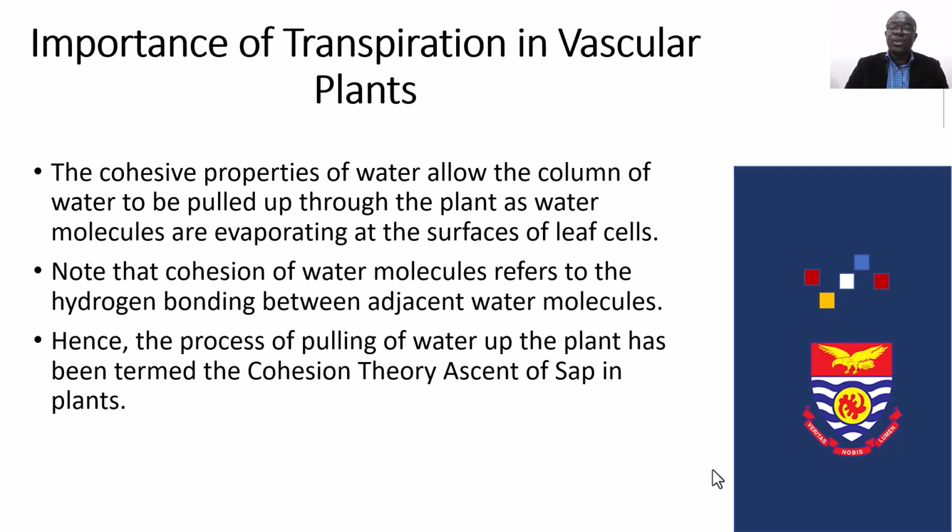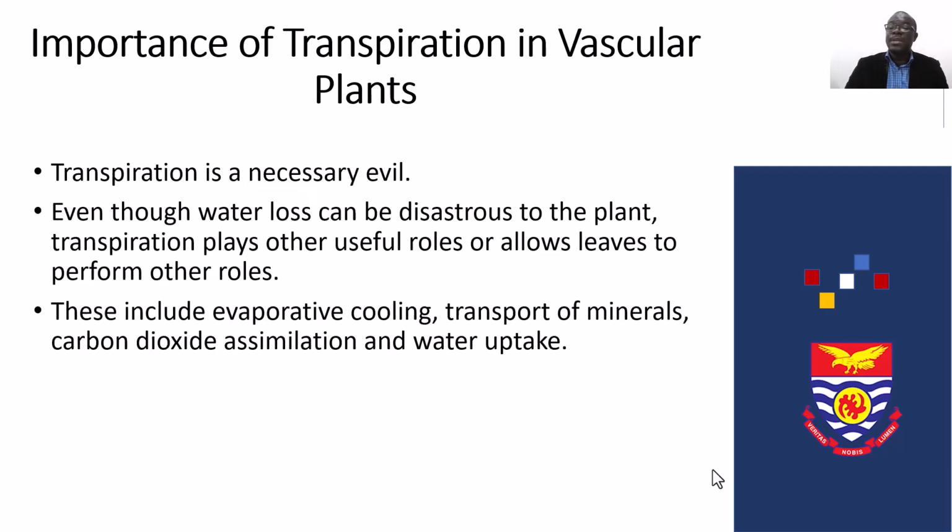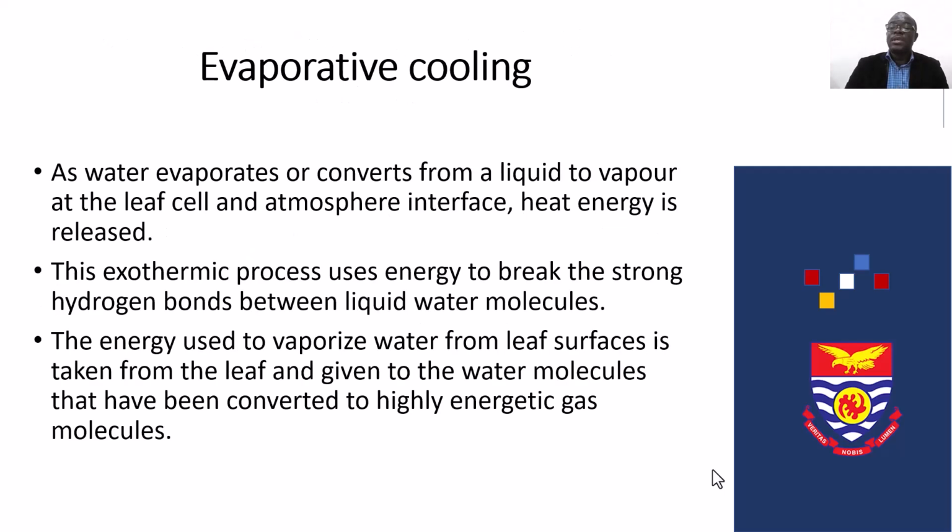Hence, the process of pulling water up the plant has been termed the cohesion theory of ascent of sap in plants. Transpiration is a necessary evil. Even though water loss can be disastrous to a plant, transpiration plays other useful roles, or allows leaves to perform other roles. These include evaporative cooling, transport of minerals, carbon dioxide assimilation, and water uptake.